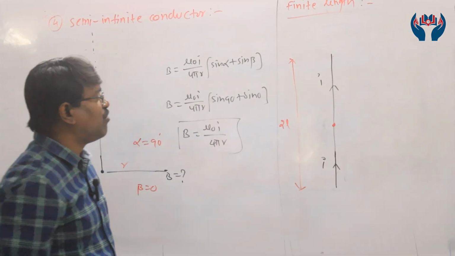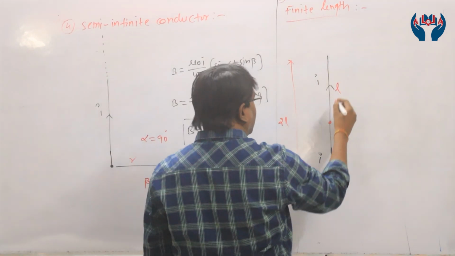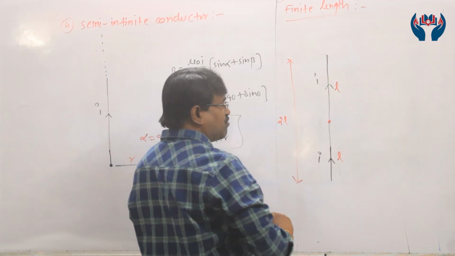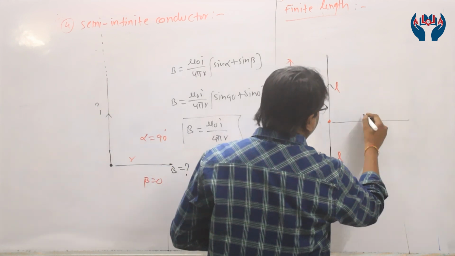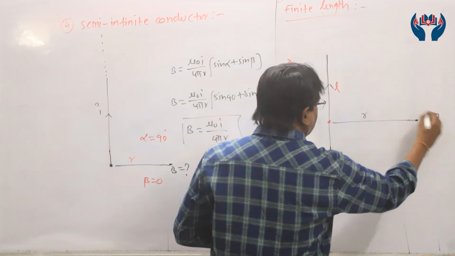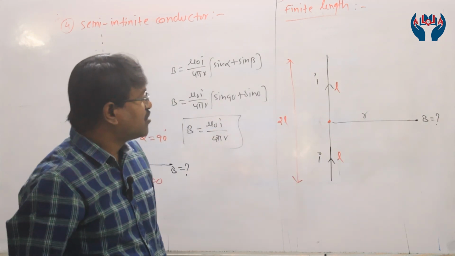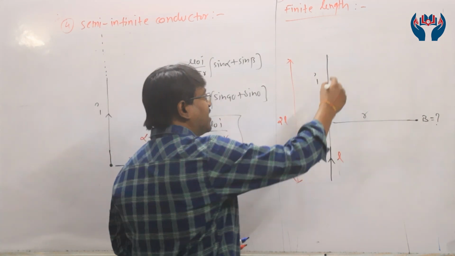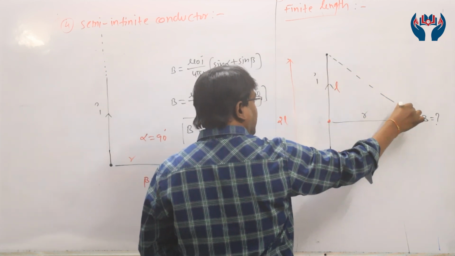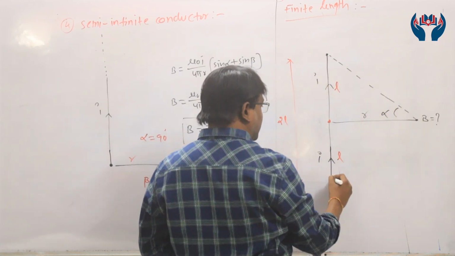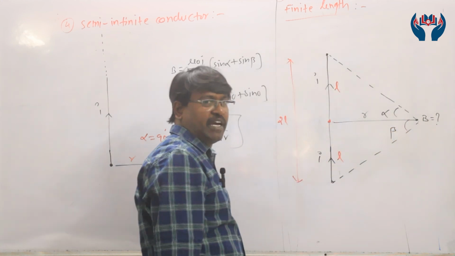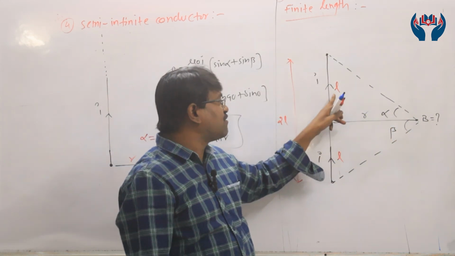From the midpoint to one end of the conductor, that length is a. From the midpoint to the other end of the conductor, that length is also a. We have to measure the magnetic field at a distance r from the current carrying conductor. Here we have to measure the magnetic field, right? One end of the conductor makes an angle alpha at the measuring point. The other end of the conductor makes an angle beta at the measuring point.